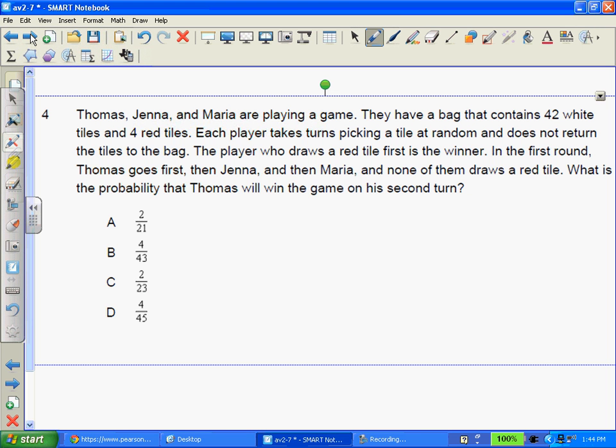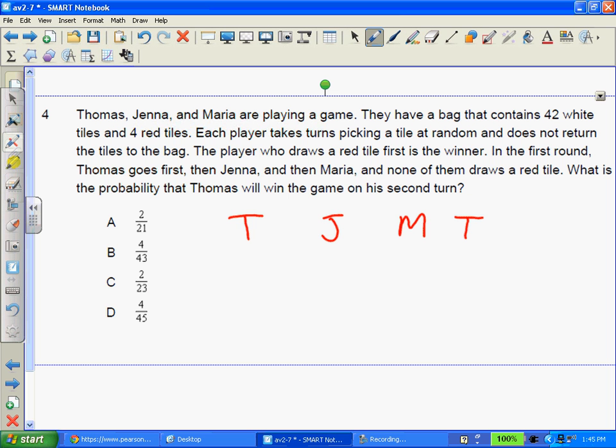In the first round, Thomas goes first, Jenna goes second, Maria goes third, and none of them gets a red tile, I'm sorry. What is the probability that Thomas will win the game on his second turn?